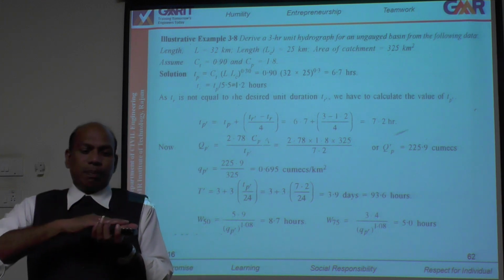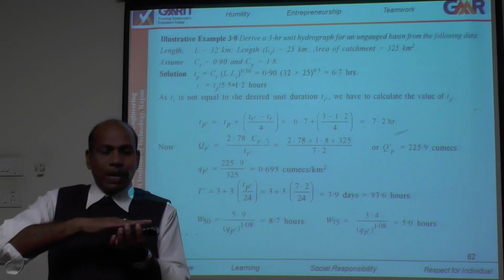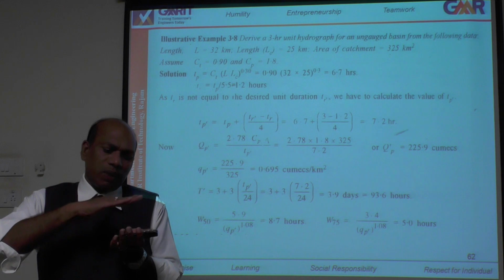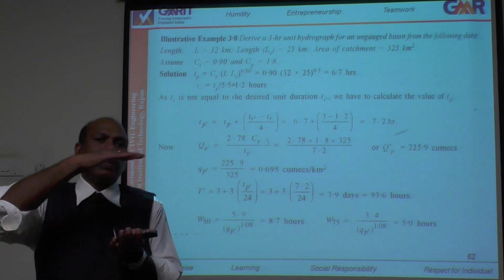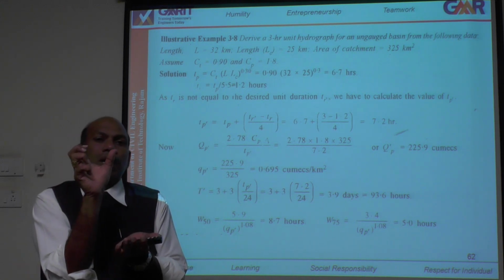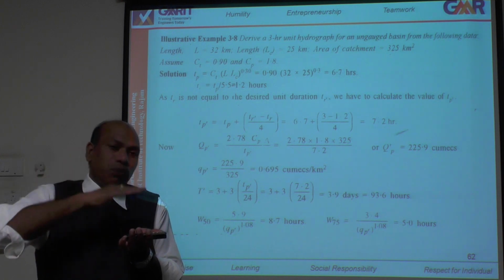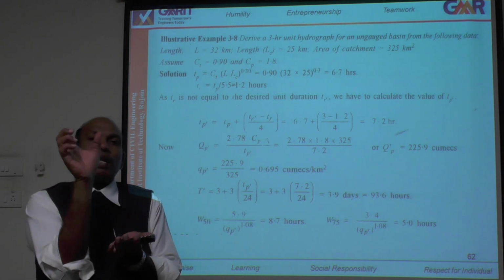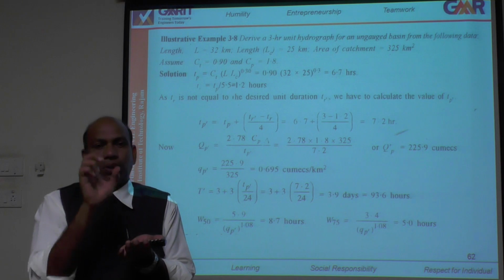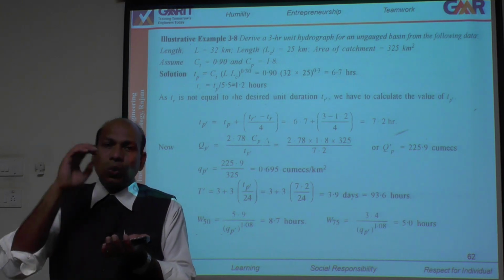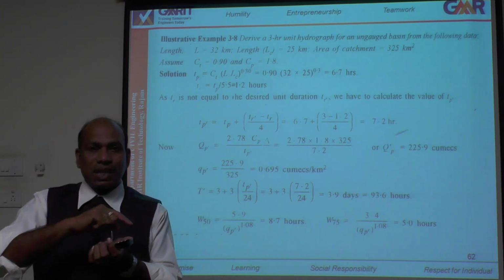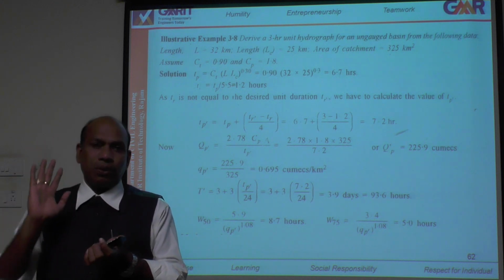For example, this is the basin lag. This is the base of that hydrograph. From the base of the hydrograph to 50% of height, what is the width of the hydrograph. Then 75% from the bottom, from the base, what is the width of the hydrograph. We need those two values, then only we are going to construct the structured hydrograph.